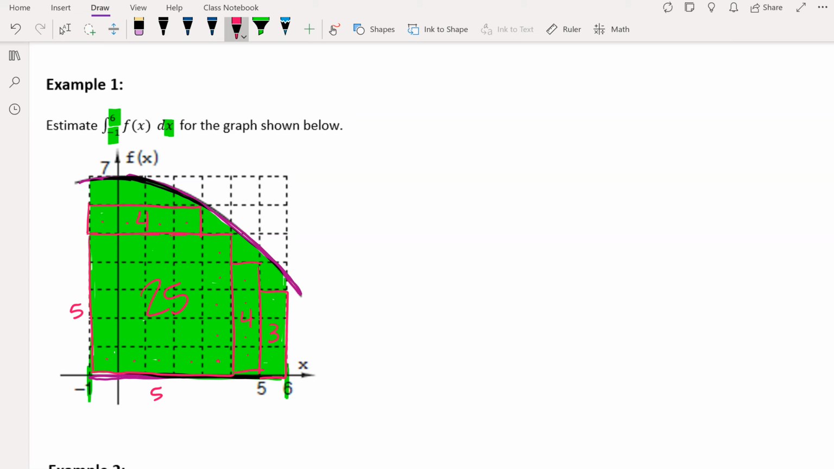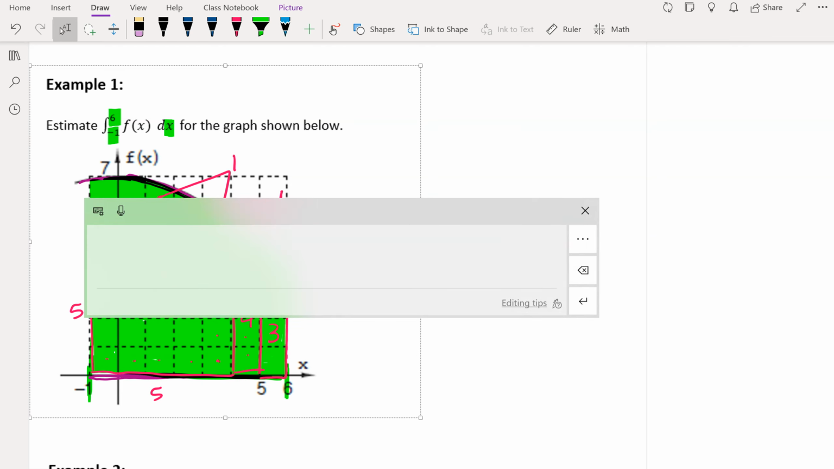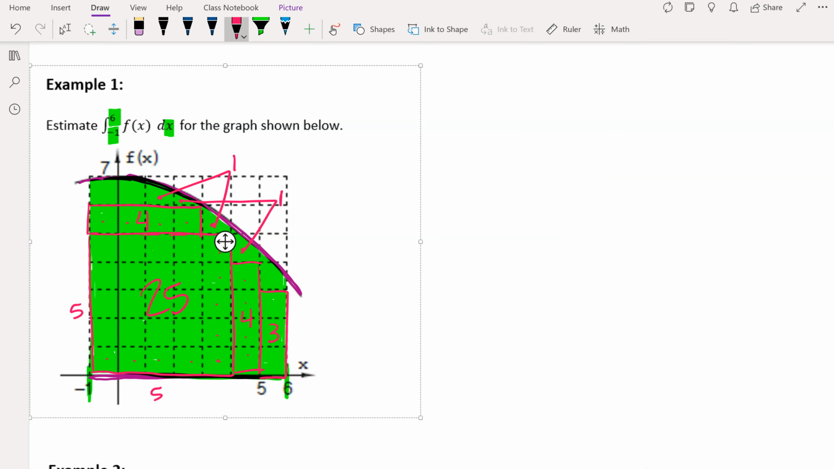So let's count those now, and we're going to estimate, y'all. It's not going to be perfect. I'm going to say that this one and this one combine to make 1. So let's call that 1 square. Let's say that this one and this one also combine to make 1. And then let's call this one 0.8. And let's call these 0.9 and 0.9.